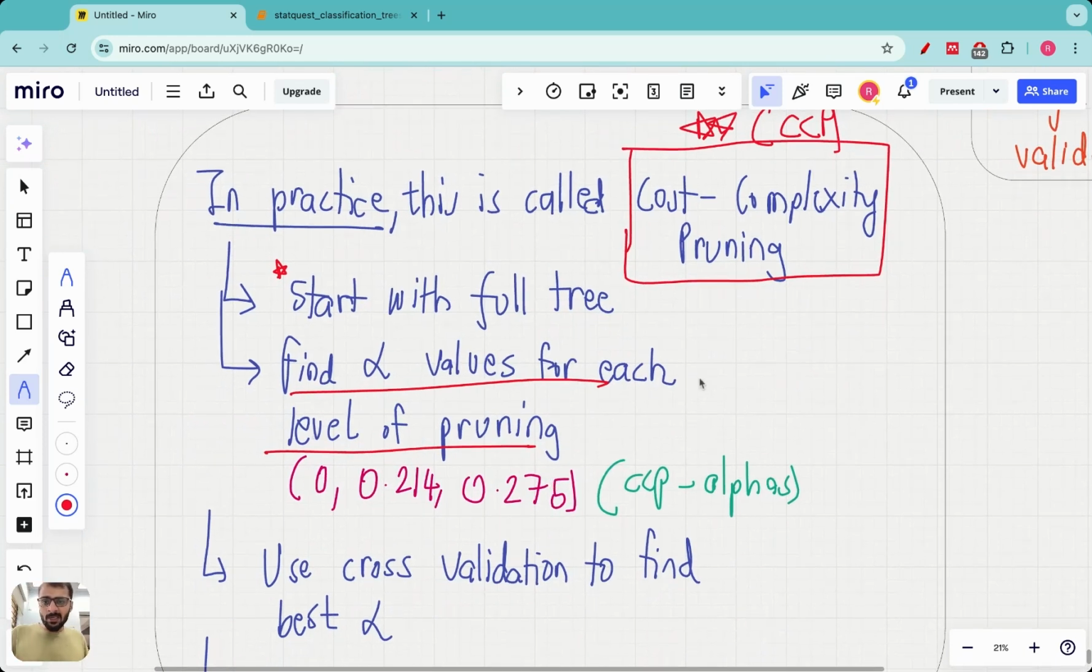So if you are familiar with Python coding for decision trees, you may have come across this term CCP alpha. CCP alphas actually consist of these alphas, which are the alpha values at each level of pruning. But we don't have to stop here.